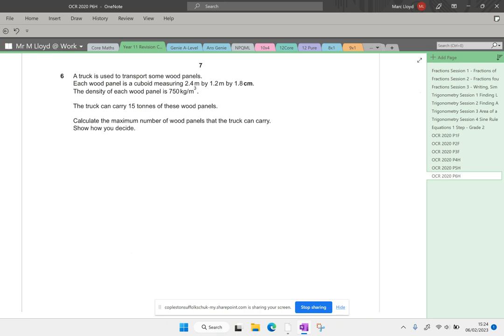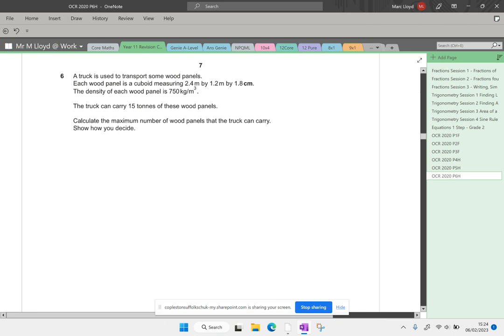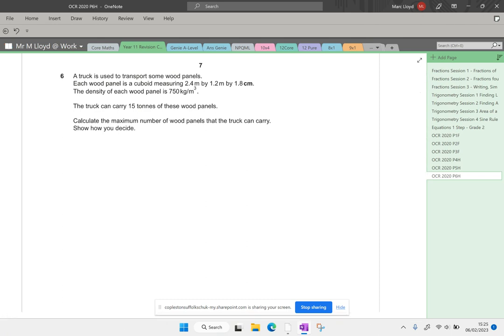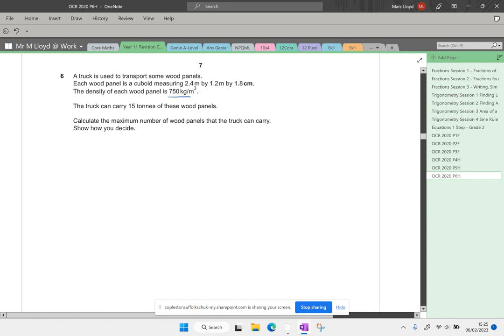A truck is used to transport some wood panels. Each wood panel is a cuboid measuring 2.4 meters by 1.2 meters by 1.8 centimeters. The density of each wood panel is 750 kilograms per meter cubed, and the truck can carry 15 tons of these wood panels. Now, I know that that's 15,000 kilograms, and that's going to be useful because we've got kilograms per meter cubed. Calculate the maximum number of wood panels that the truck can carry.